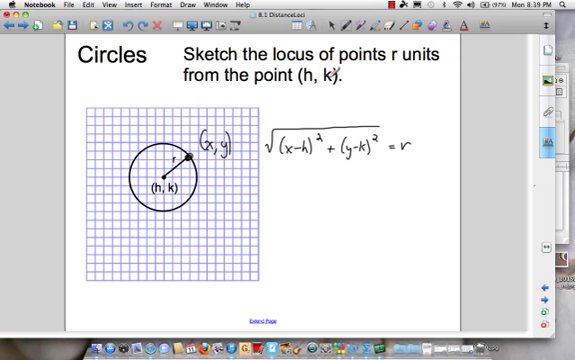And then typically the way we write this equation, we square both sides, and we get (x minus h) squared plus (y minus k) squared, clean that up a little, equals r squared.